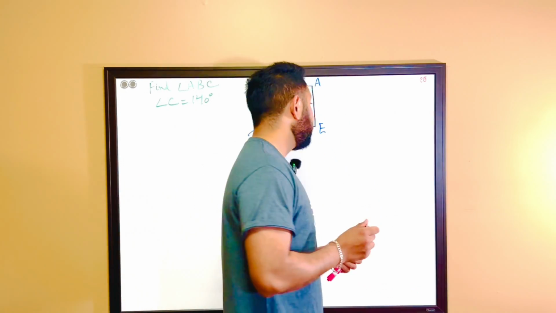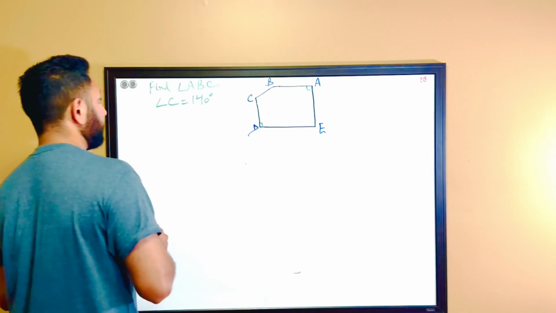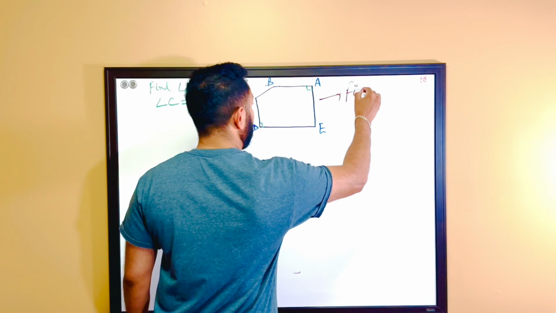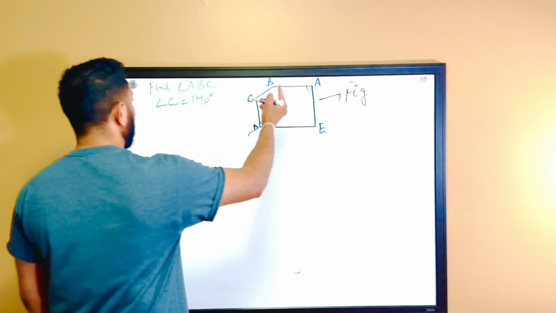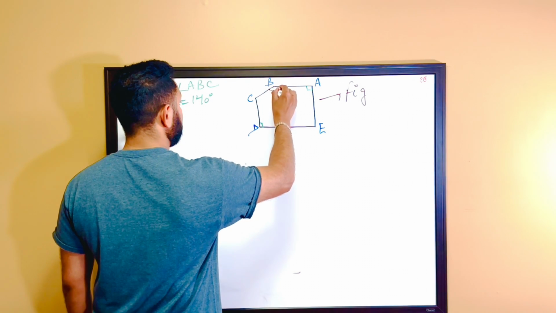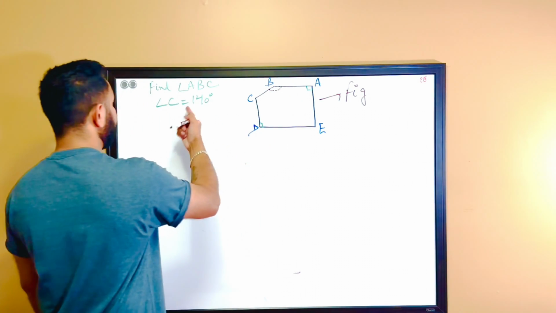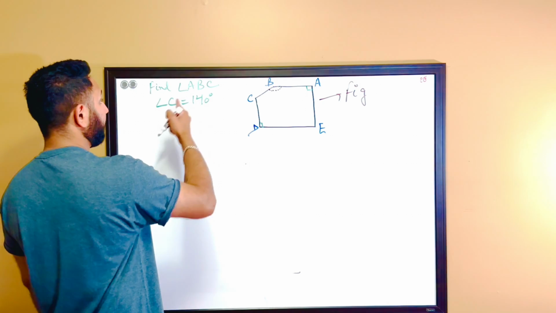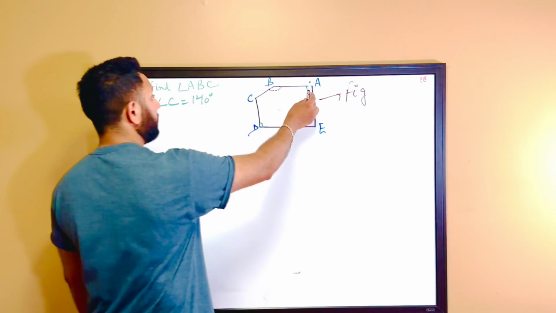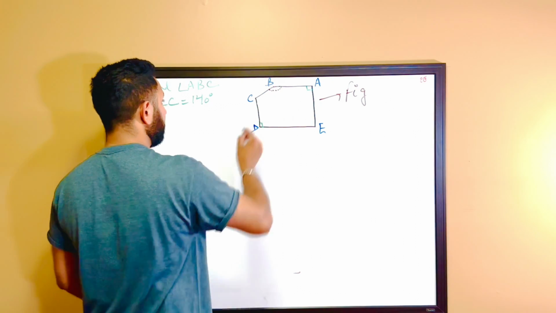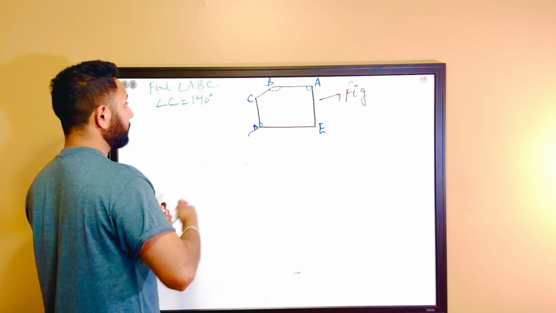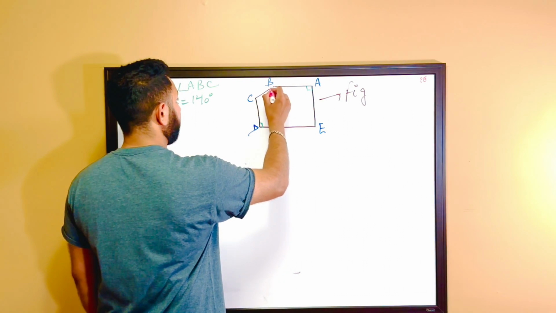So the first example that we're going to do today is we are given this random figure, and what we need to find out is angle ABC, like this angle, and also we are given angle C, which is 140 degrees. So how are we going to find angle ABC? We're going to divide this figure into 3 sub-figures.